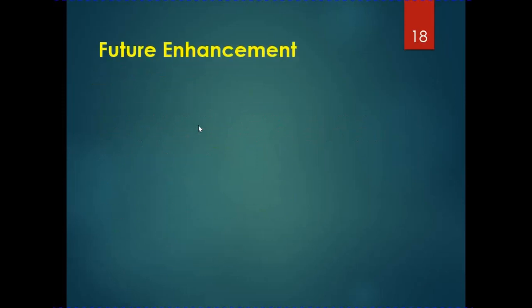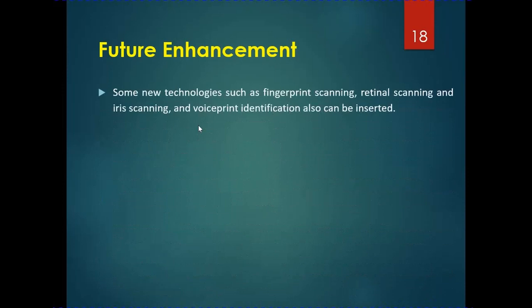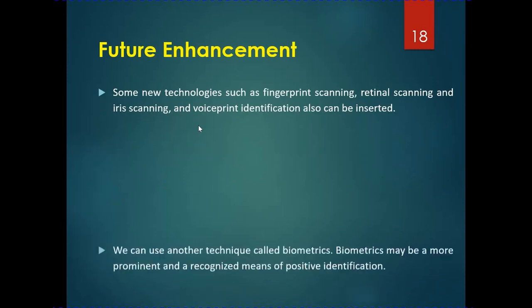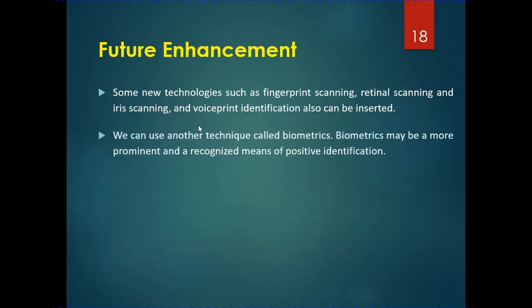Now let's talk about the future enhancements. There are various things we can go with in future. So let's talk about some of them. First, new technologies such as fingerprint scanning, retina scanning and iris scanning, or even voice print identification can also be inserted into this system. We can use another technique called biometrics. Biometrics can be a more prominent and recognized means of positive identification.